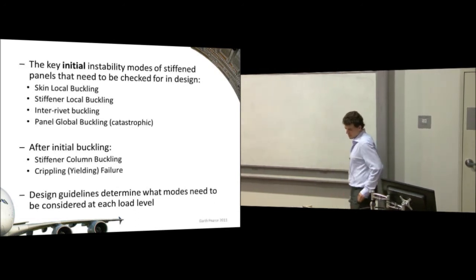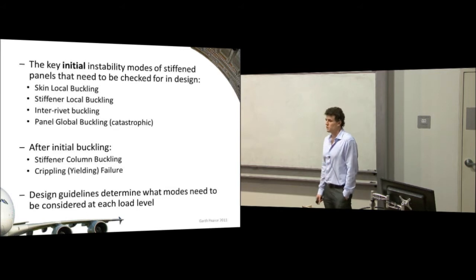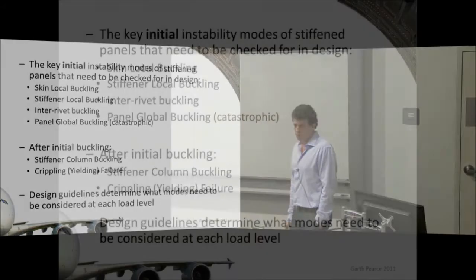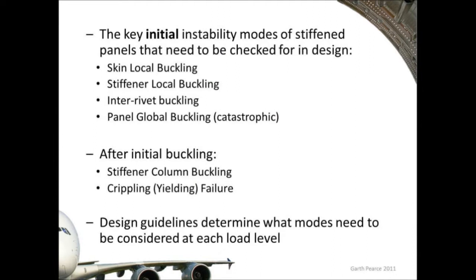Now we've talked about some of the initial instabilities that we might have to consider. Skin buckling: we looked at shell buckling last week, so I've called it here skin local buckling. Stiffener local buckling we handled with an exercise at the end of the last lecture. If you remember, we looked at buckling of the webs and flanges of an I-beam. That can also happen in our stiffener local buckling case. Inter-rivet buckling is a new one which we'll introduce today. Inter-rivet buckling is a form of shell buckling that happens between the fasteners. It's a fairly simple formula to work out whether we'll get buckling.